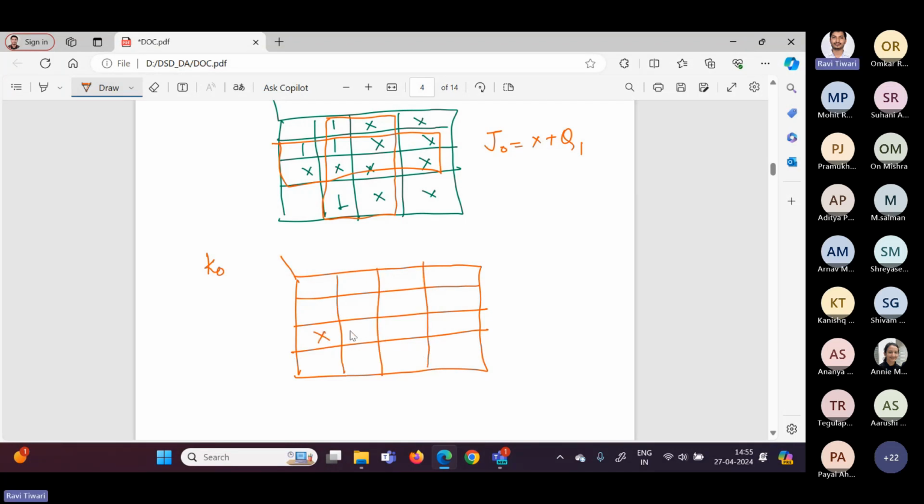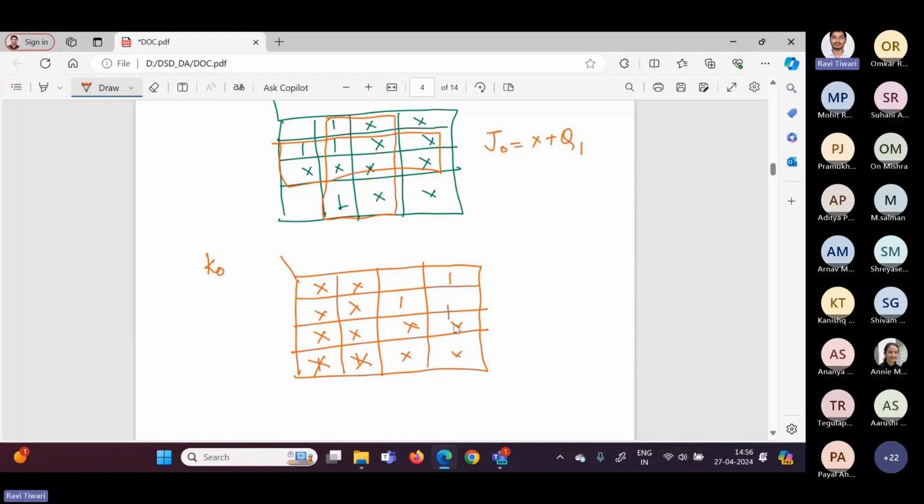And for K naught also, it's 1, 1 here, and then all are my don't care condition. Sorry, all are don't care here. This is also a don't care condition. This is a don't care condition. Only this don't care. This is 1 here. This is 1 here. This is 1 here. Don't care, don't care. Like this.